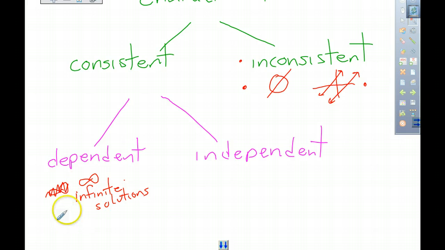And again, graphically, what does that look like? The lines are the same. So if you graph one like this, and then the second line was the same exact line, they intersect everywhere. So the answers are the intersections. It intersects infinitely many times. That's why there's infinitely many solutions.